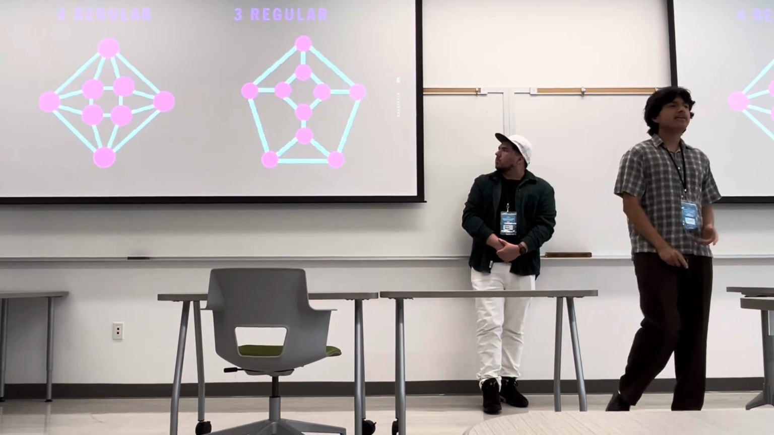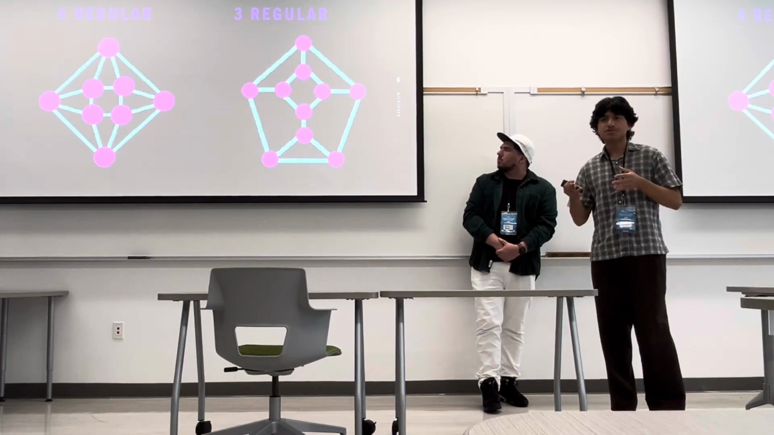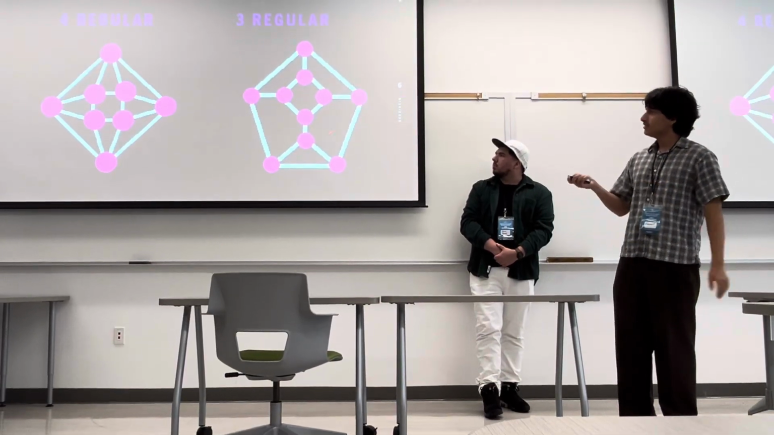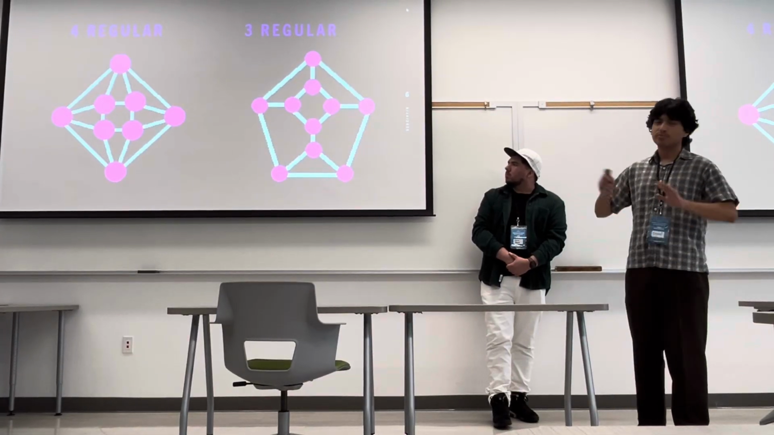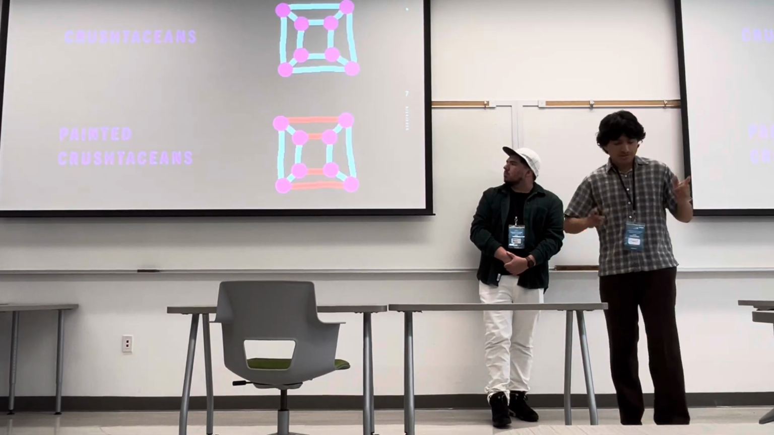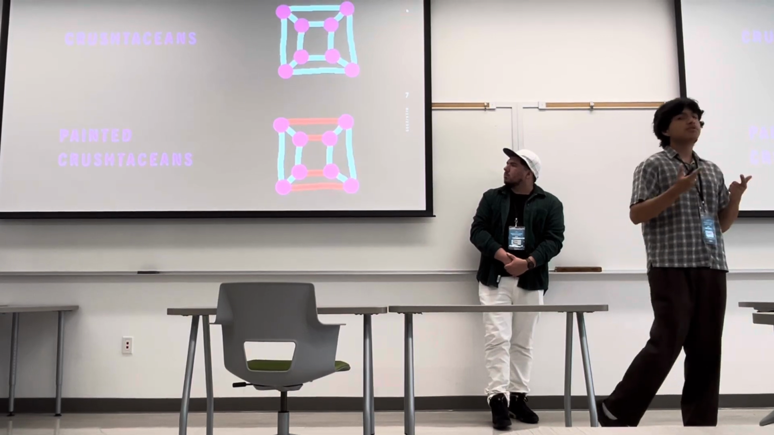And to be 3 regular, all that means is that every vertex has 3 edges to it. So here's an example of it being 3 regular, what we want. And here's an example of being 4 regular. Same thing, just every vertex has 4 edges. I'm not concerned about that though. So once you have all these characteristics, you get what we call a crustacean, right?